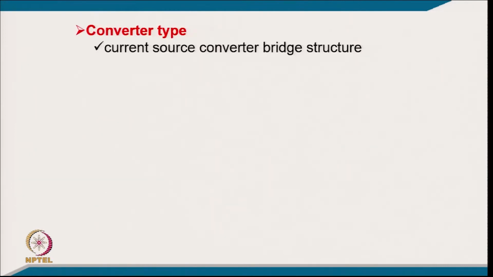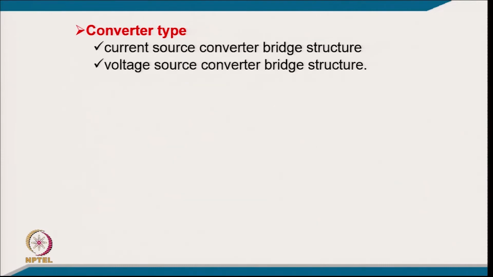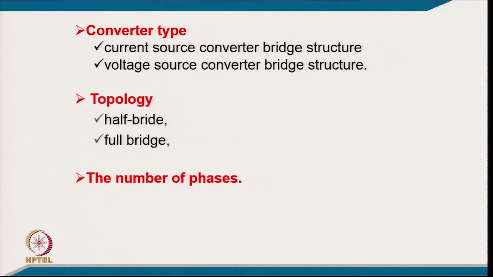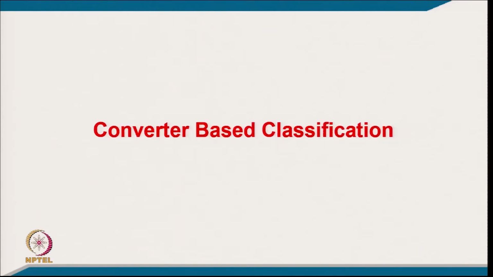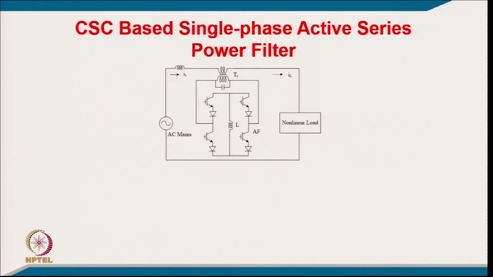Now, coming to the classification of the series active power filter. The first classification is on converter type, whether we use a current source converter bridge structure or a voltage source bridge structure. Topology wise, whether we use a half bridge or full bridge, or based on the number of phases: 2-wire single phase, 3-wire 3-phase system or 4-wire 3-phase system.